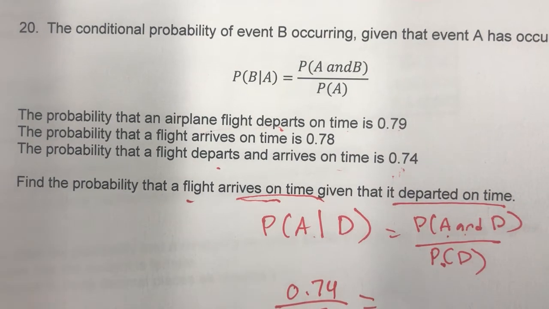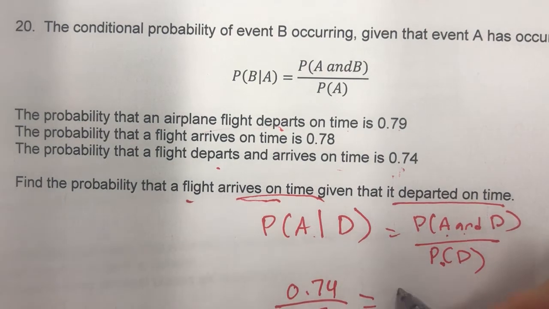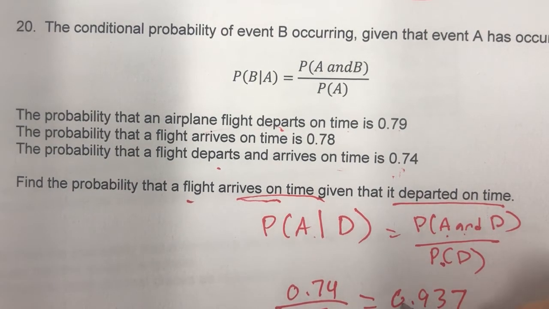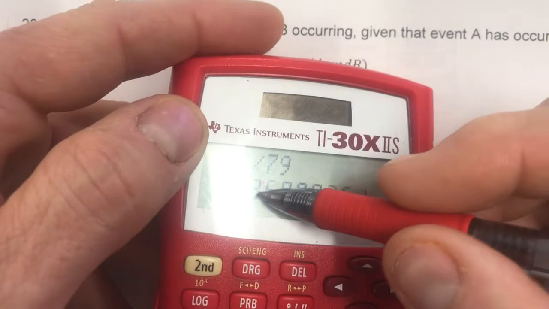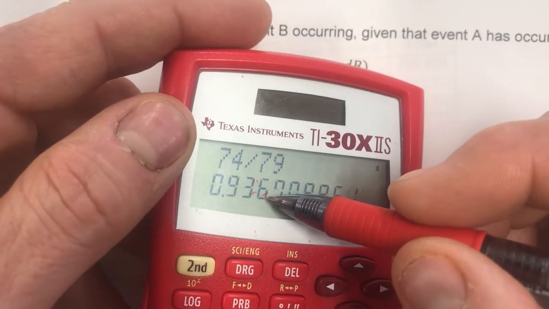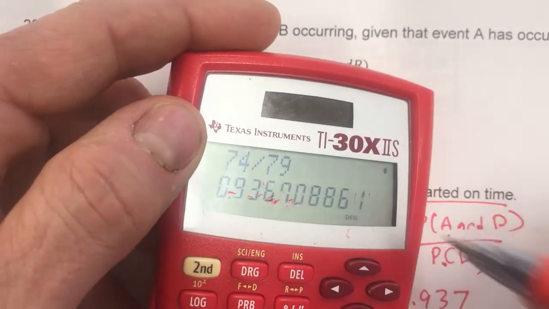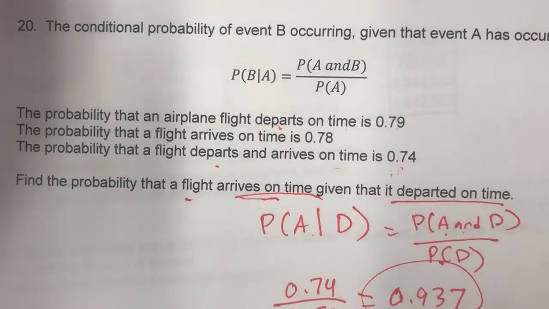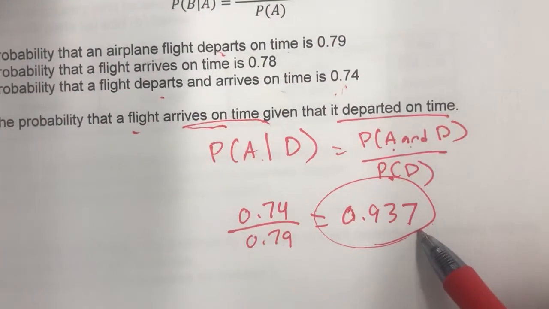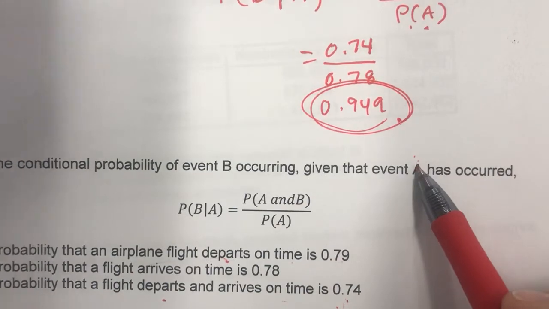All right, so I divide those, and I get this right here, 0.937. See here? This was 936, but this 7 makes this 6 go up to 7, so 937. And that's what that would be. So you can see a little bit of difference in the two answers here. Okay.